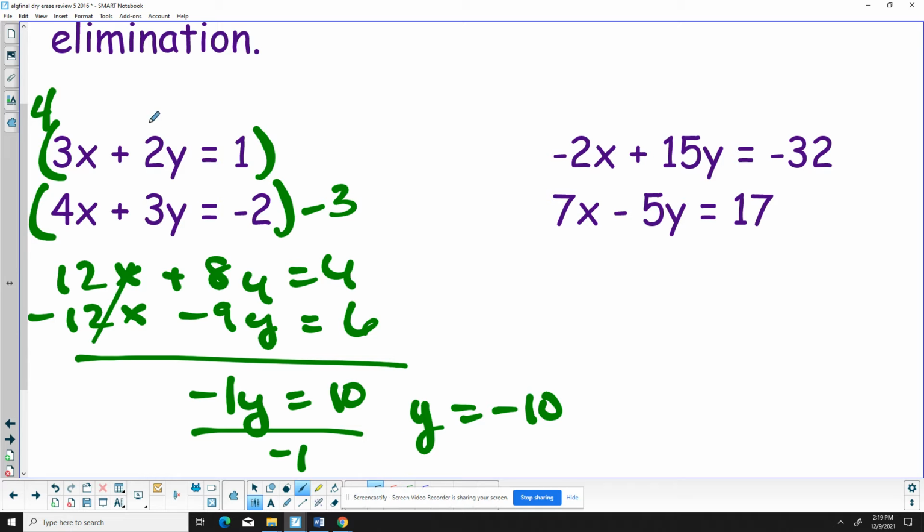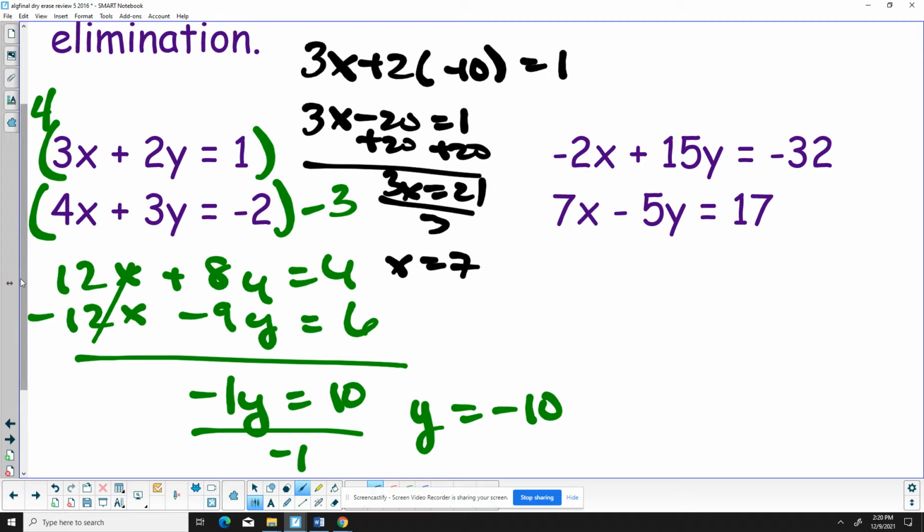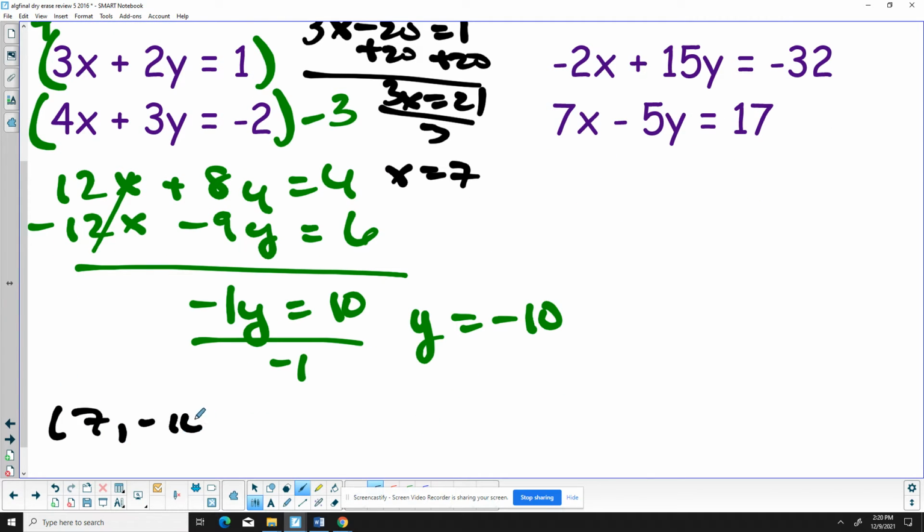And then if I switch colors and I plug it in here, 3x plus 2 times negative 10 is 1. So if I add 20 to both sides and divide by 3, x is 7. So my answer here is 7, negative 10.